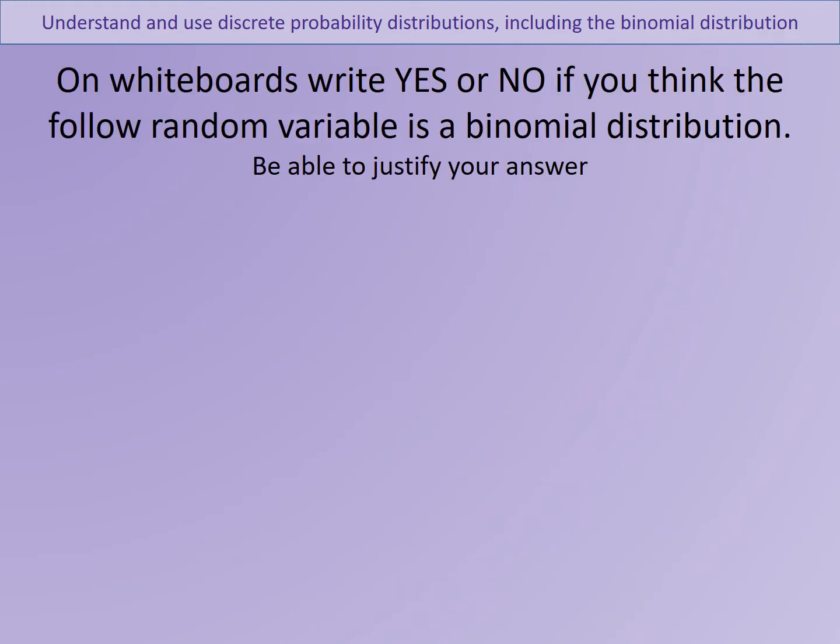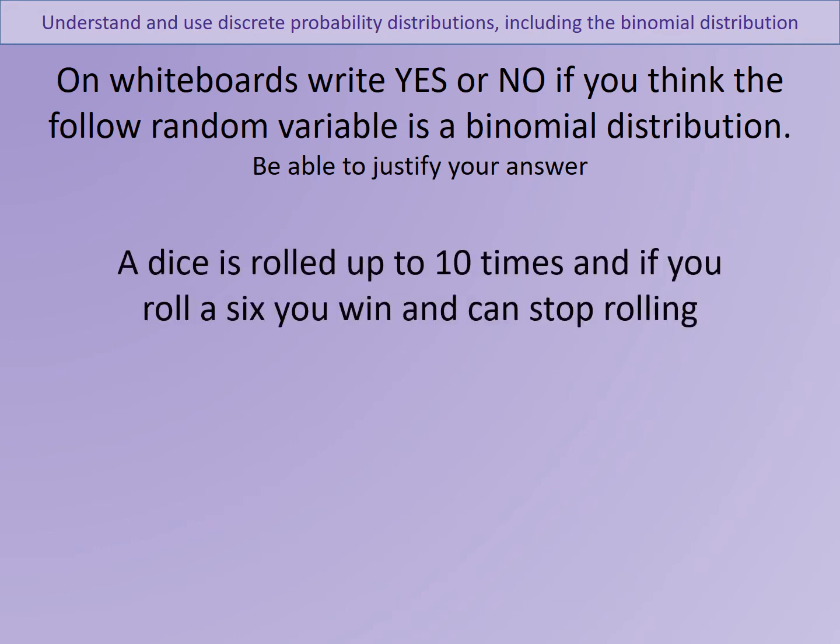For the next few slides, I'd like you to have a go at trying to work out whether each of these events is binomially distributed, and you need to consider those 4 different situations that we just looked at that you wrote down in your notebook. Decide yes or no and see if you can justify your answer as well. So the first event: a dice is rolled up to 10 times, and if you roll a 6 you win, and then you can stop rolling.